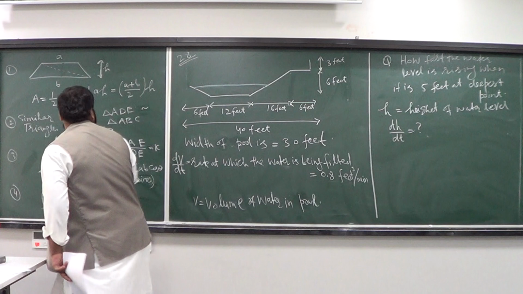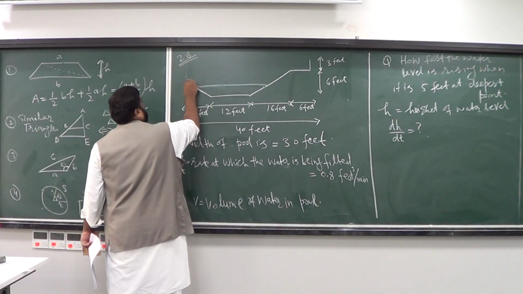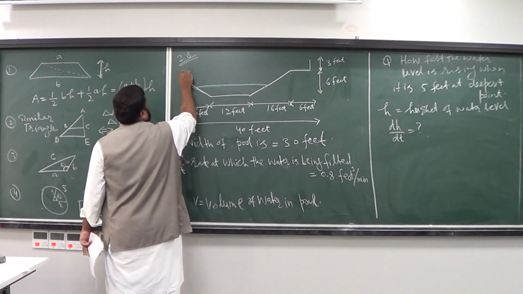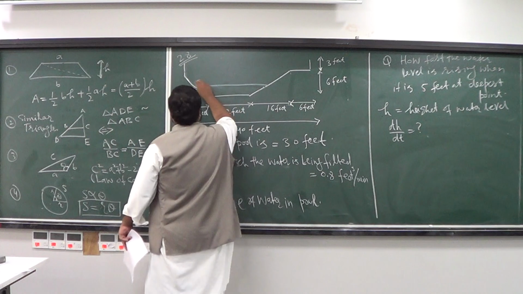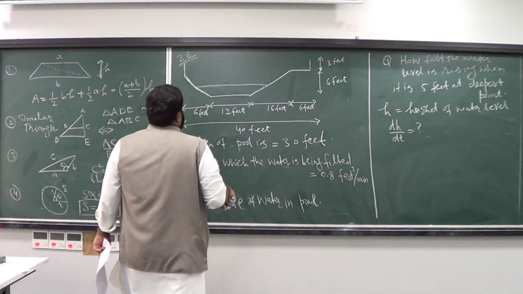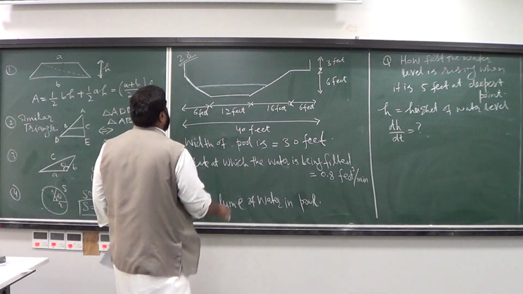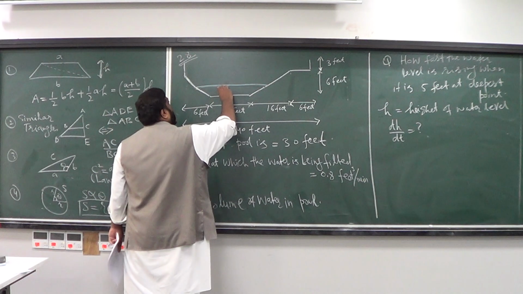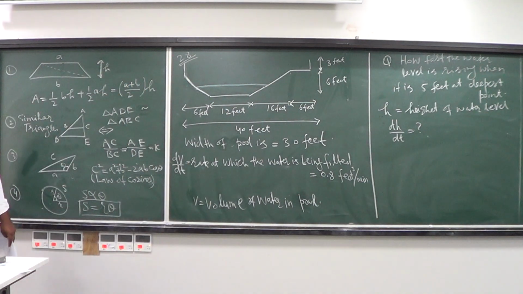So let me make it a bit more clear that these 2 points are right in front of each other. This is important. So this is what we have to find. Now you can see immediately that currently the water is in the form of a trapezium. It's in the form of a trapezium.